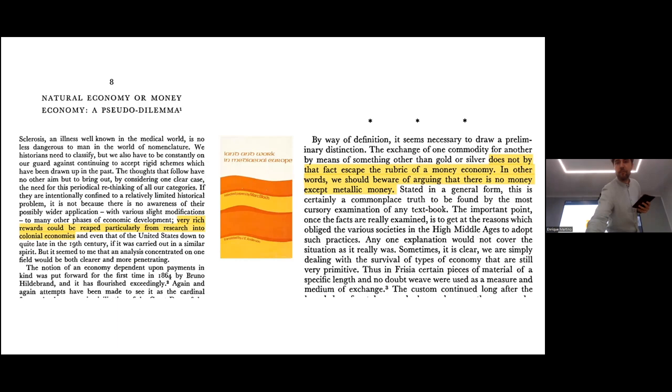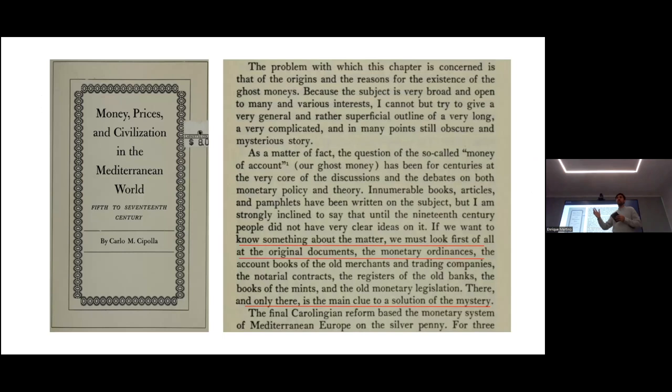And starting with, also inspired by the rich medieval history about this, for example, Cipolla, Money, Prices and Civilization in the Mediterranean World, 5th to 7th century. He says, if we want to know something about the matter, we must look first of all at the original documents: monetary ordinances, the account books of the old merchants and trading companies, the contracts, the registers of the old banks. And the units, I'm saying, represent these contractual devices. There, only there, is the main clue to a solution to the mystery.